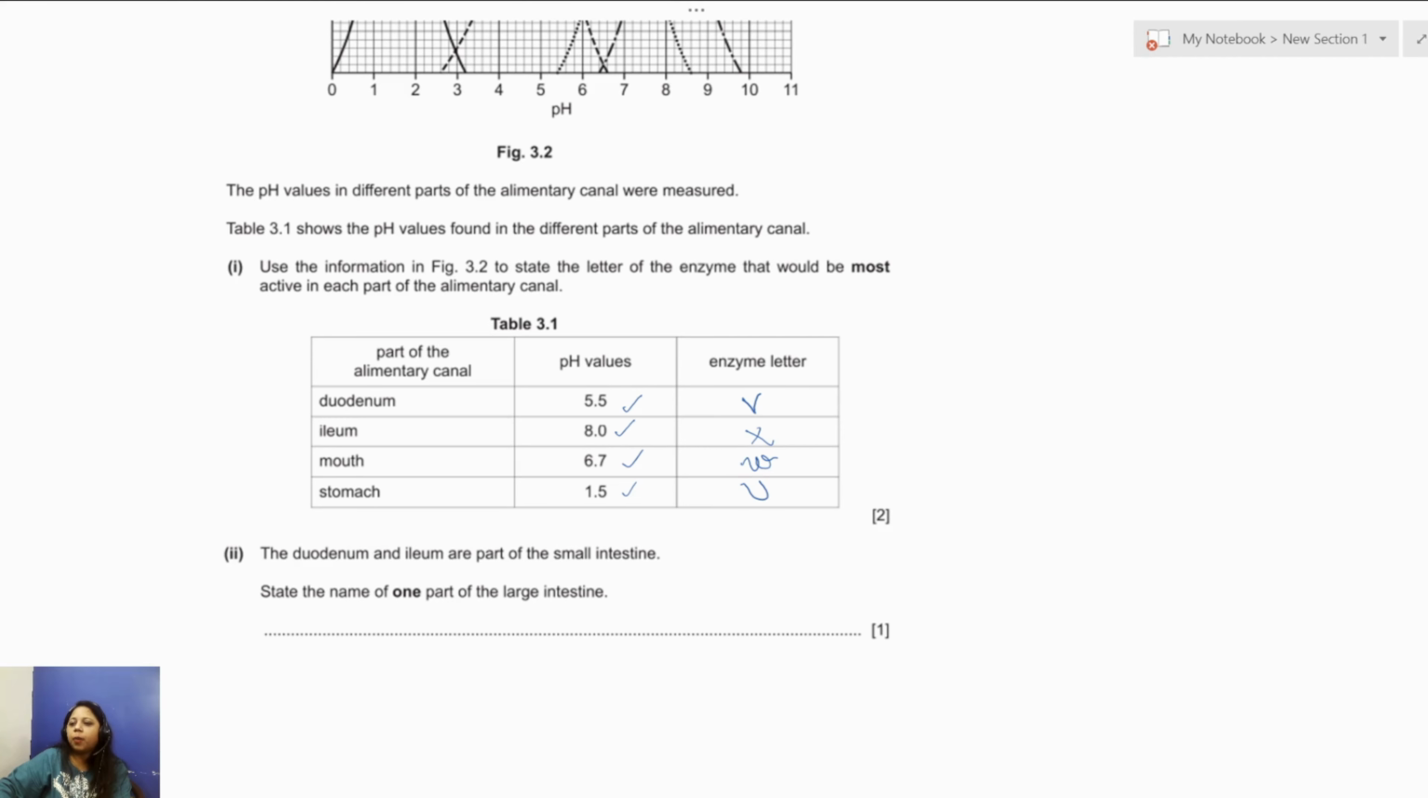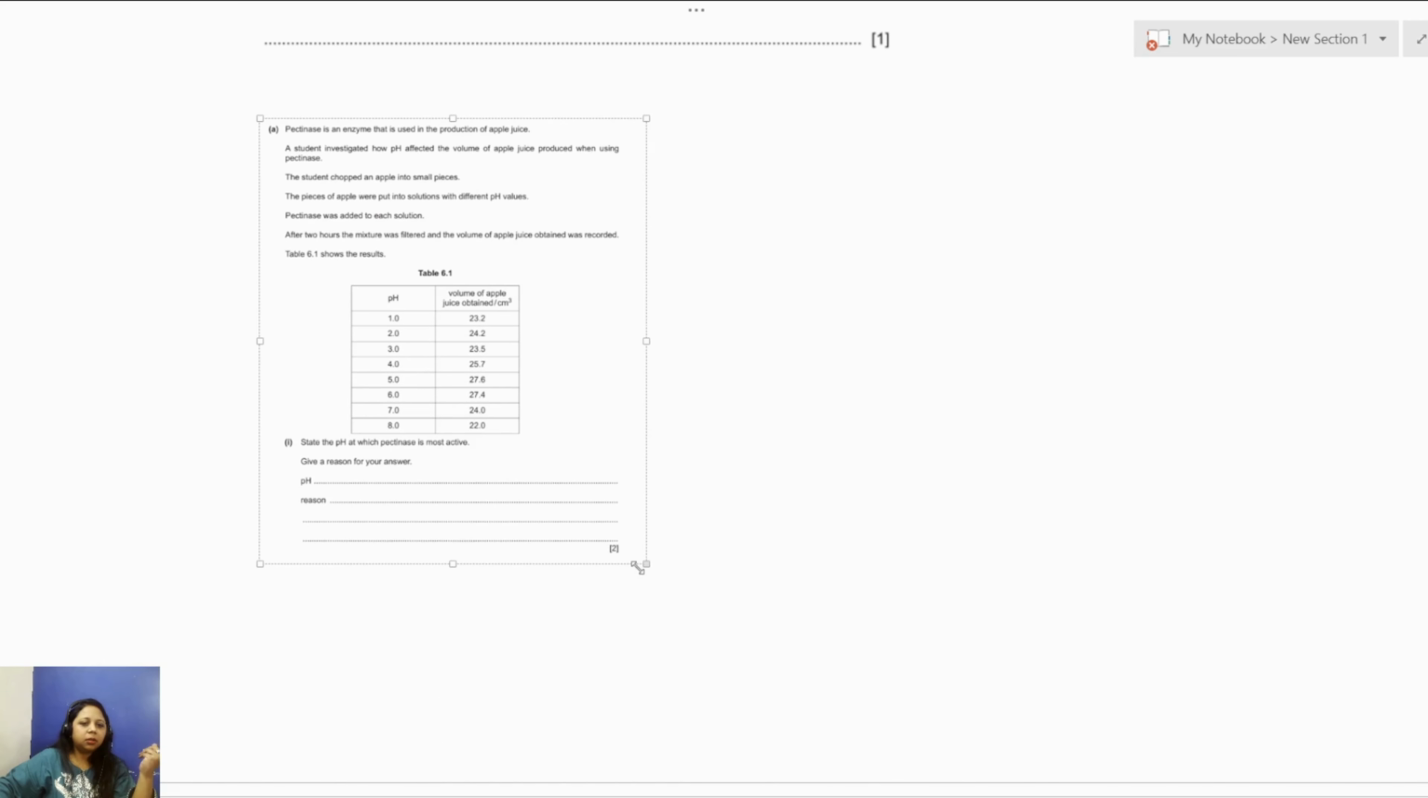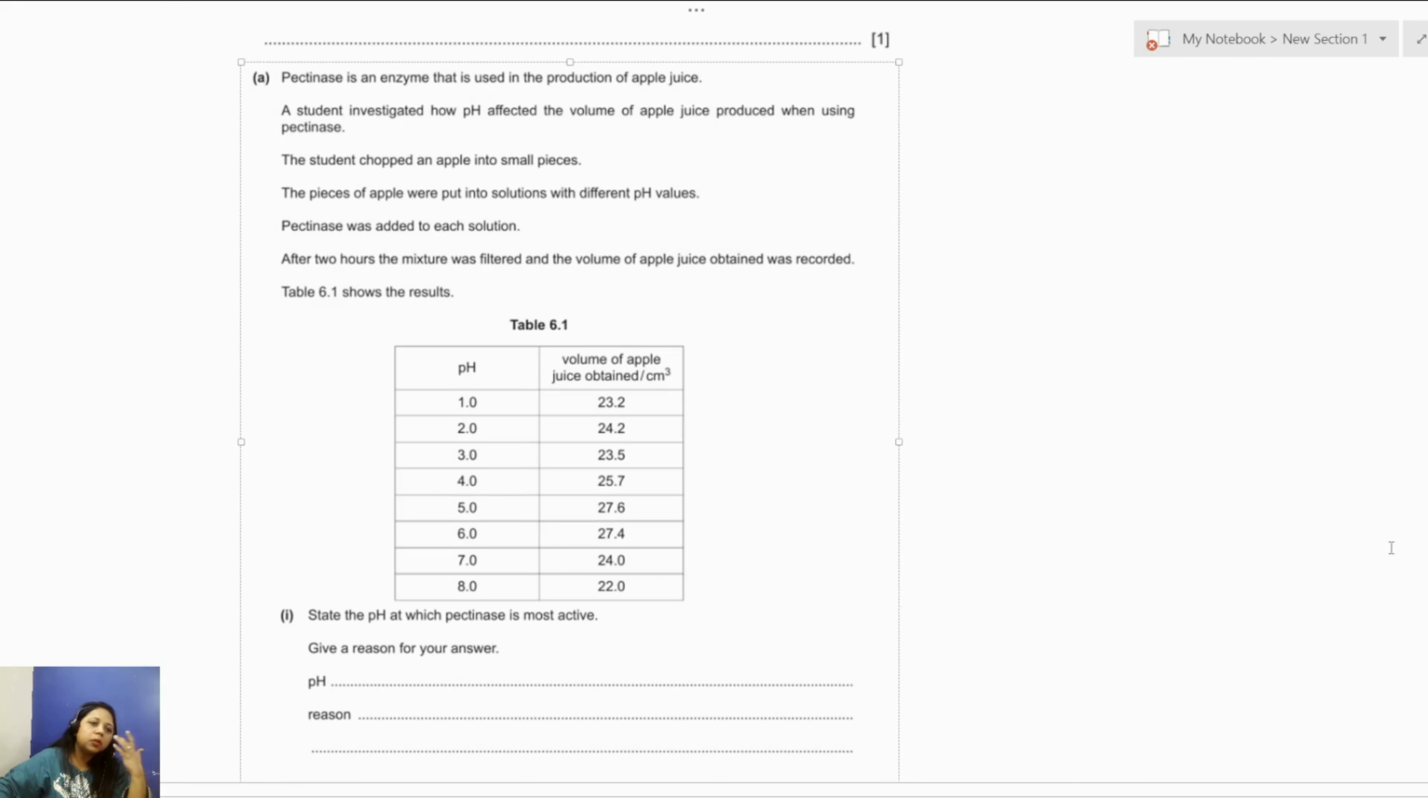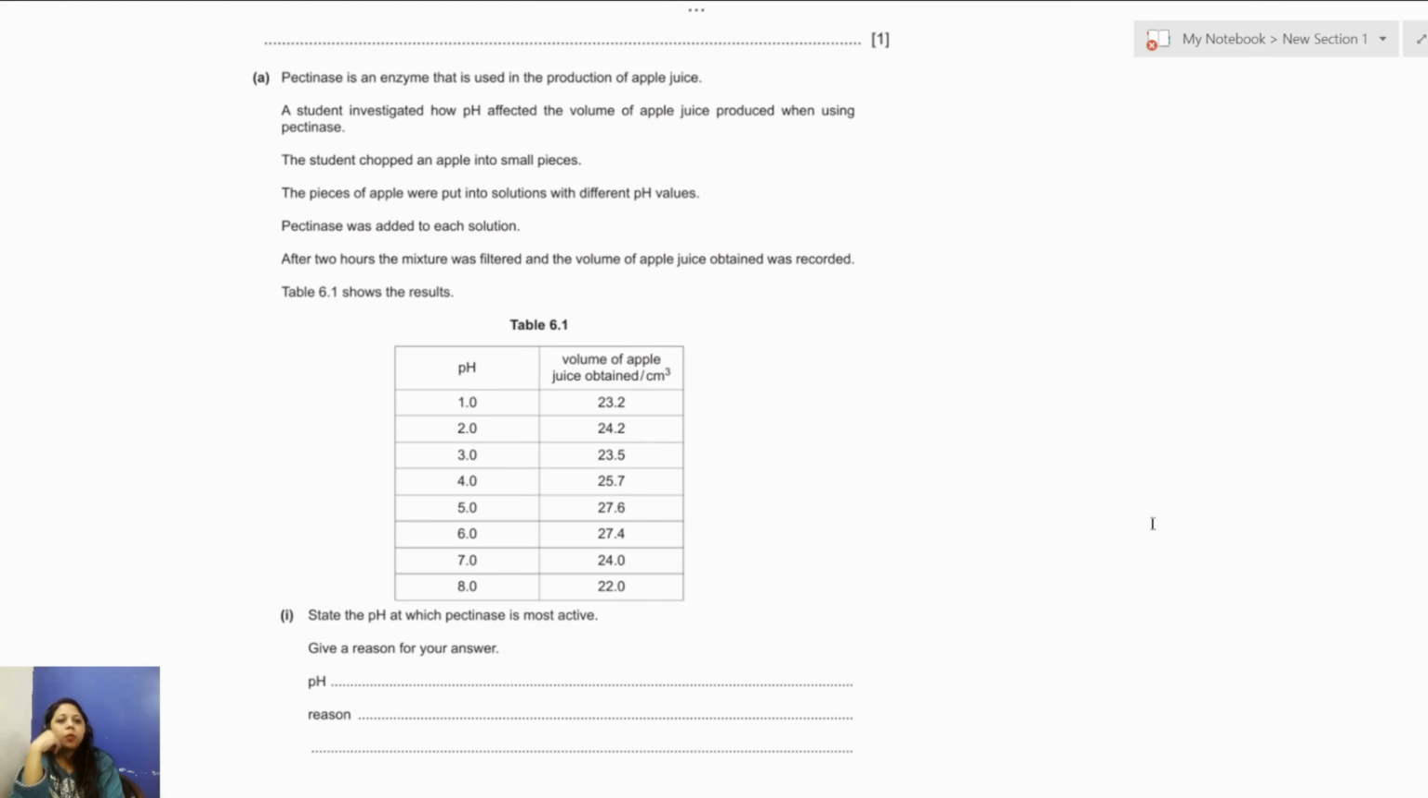Now, pectinase is part of, exactly, you must have read this in biotechnology, but definitely it's an enzyme, so it's part of enzymes as well. Pectinase is an enzyme that is used in the production of apple juice. A student investigated how pH affected the volume of juice produced when using pectinase. The student chopped apples into small pieces, and then pectinase was added. After 2 hours this is observed. This is the volume of juice at different pH. Now what do you think, which is the optimum pH and why?